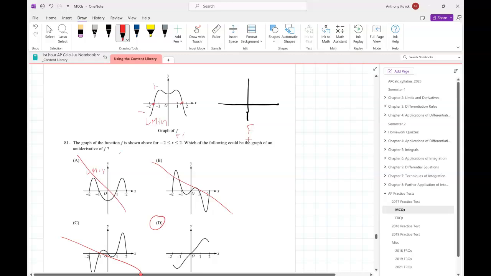Like the 0 on A, wouldn't that automatically tell you that that one doesn't work too? Oh, yes. Perfect, absolutely. Excellent. So A had the extrema in the right x values, but it had an extra extremum that we should not have. You could cross it out right from there. So D is the only option.